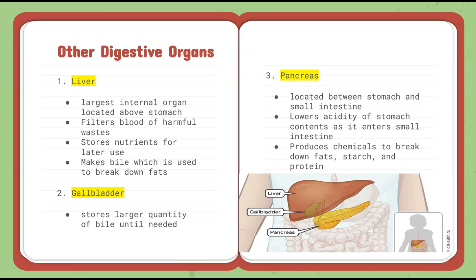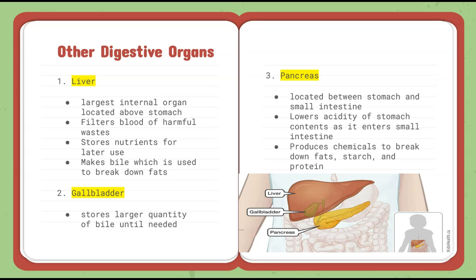The gallbladder is specifically a place where larger amounts of bile are stored until they're needed. So it's kind of like a storage area, kind of like a vacuole from a cell, or a closet or something like that.